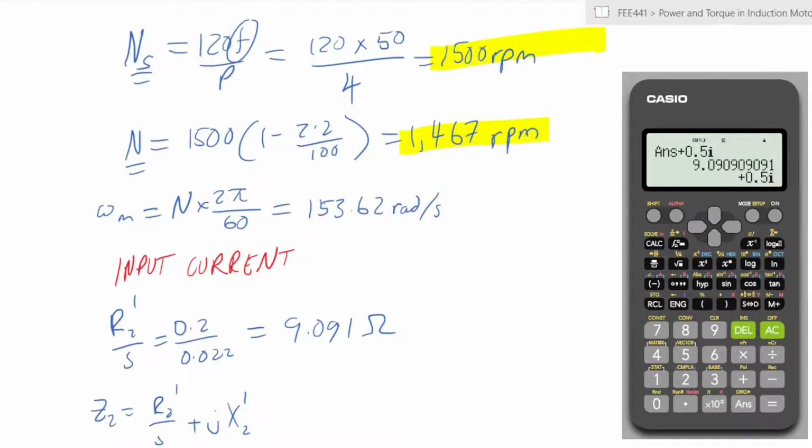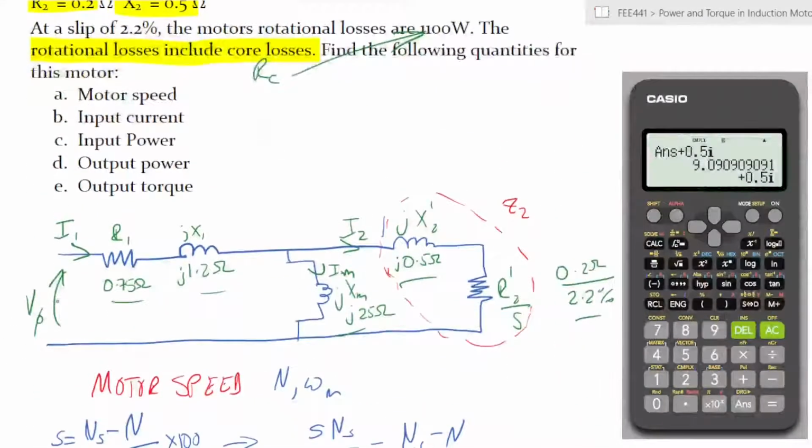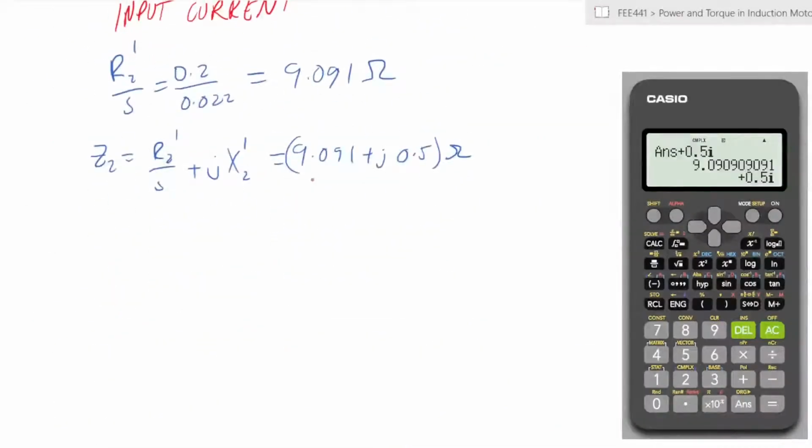Right, so we have that. So Z2, which is indicated there, is 9.091 plus j0.5 ohms. Next, we are coming closer to the beginning. So you now have ZF, Z2, and you have your XM here. Let's create something called ZF, which is a combination of the two.